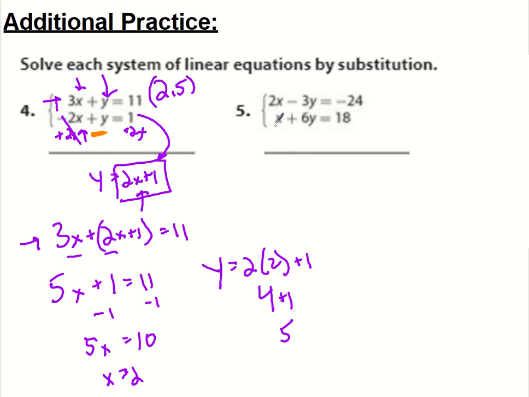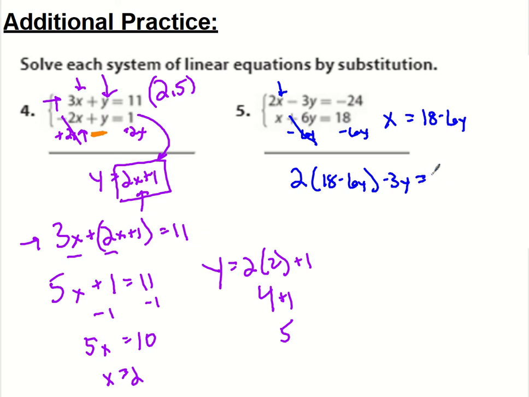So I'm going to solve for this x because this is the only one that doesn't have a coefficient, so there's no division that I have to do. All I have to do to solve for x is subtract 6y on both sides. That goes away. I'm left with x equals 18 minus 6y. Now I can plug that in for x in this first equation. So that's 2 times whatever x is, 18 minus 6y, minus 3y is equal to negative 24. So I rewrote this equation here, but I replaced the x with what x is equal to. x is equal to all of this.